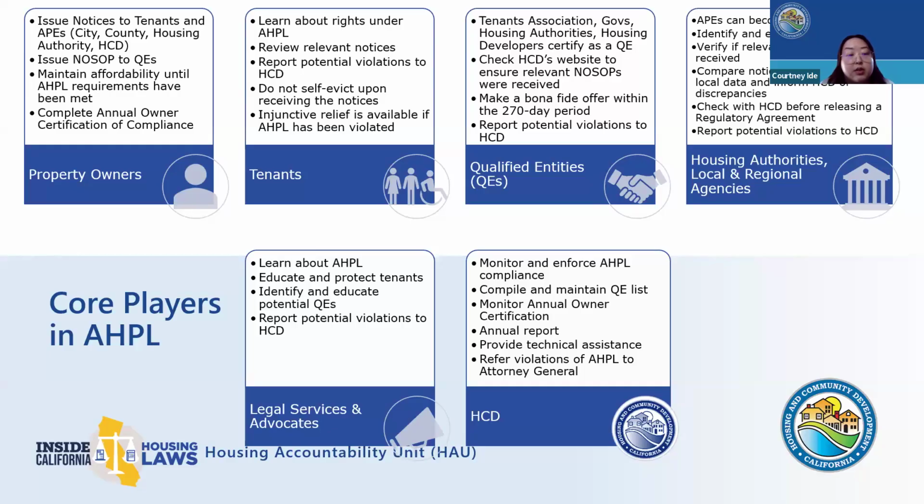The fourth stakeholder group I'll be discussing are housing authorities and local and regional agencies. Under APOPA, as Leslie mentioned, we generally call this group the affected public entities, or APEs. Some ways for affected public entities to get involved with APOPA include the following. APEs are allowed to also become qualified entities under APOPA. Becoming a qualified entity as an APE would allow this entity to potentially purchase an at-risk property. APEs can also identify and educate potential QEs within their network and encourage them to register with HCD.